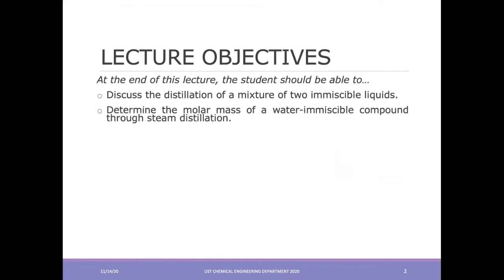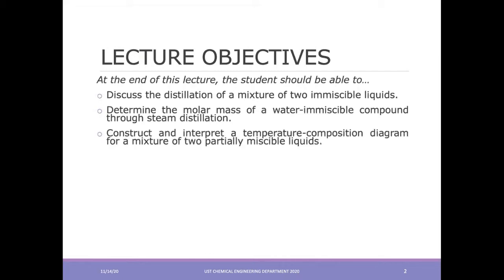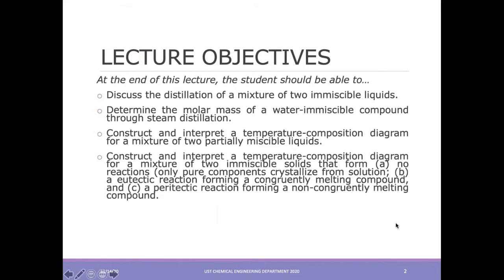Second, determine the molar mass of a water-immiscible compound through steam distillation. Third, construct and interpret a temperature-composition diagram for a mixture of two partially miscible liquids. And last, construct and interpret a temperature-composition diagram for a mixture of two immiscible solids that form no reactions, a eutectic reaction forming a congruently melting compound, and a peritectic reaction forming a non-congruently melting compound.